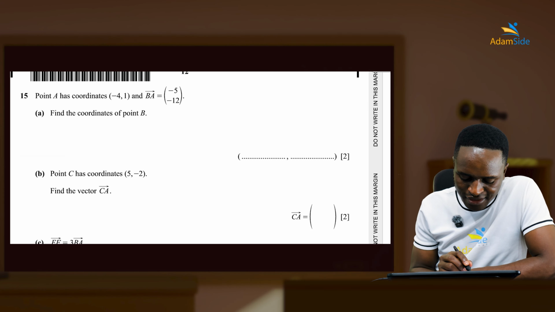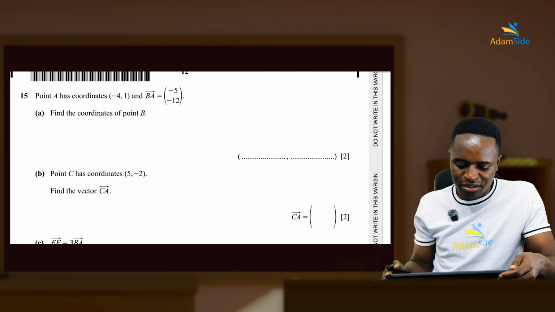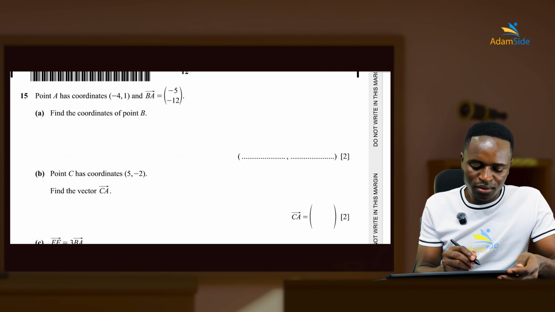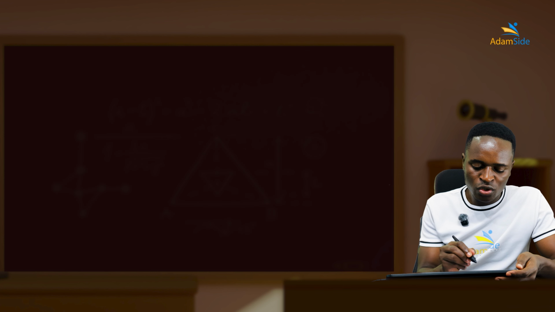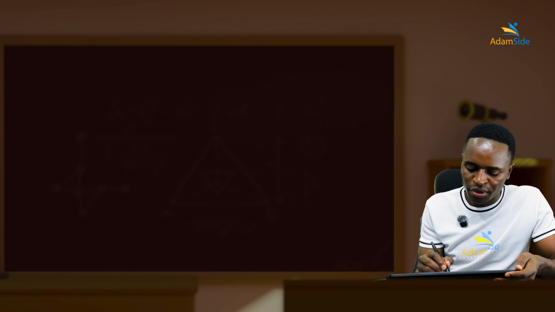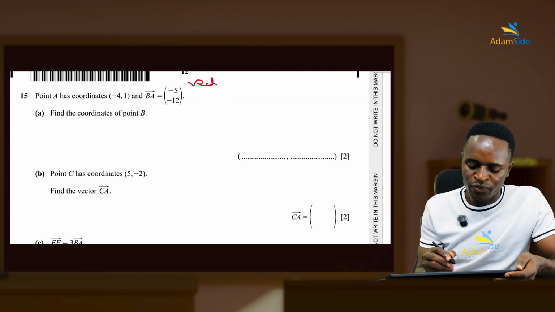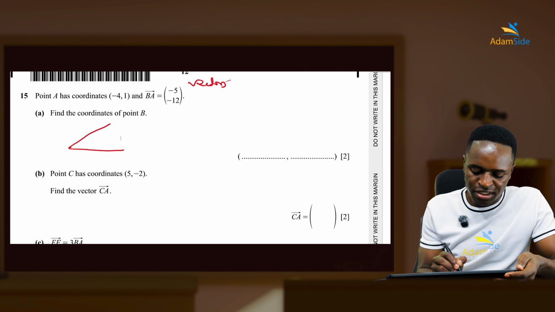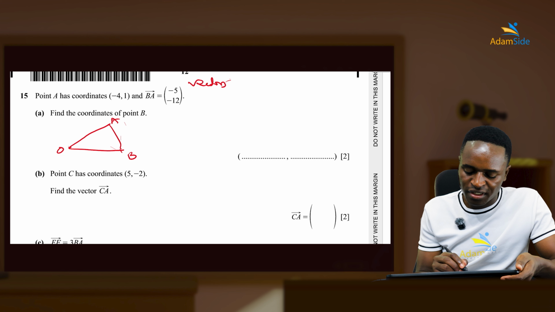Point A has coordinate -4, 1, and BA, so this one is always easy. This is called vectors. This is the topic called vectors. In vectors, all shapes, all the objects are coming from direction, origin. So we have A and we have AB. We say we have to get vector BA. Vector BA, that's it. Say -5, -12.